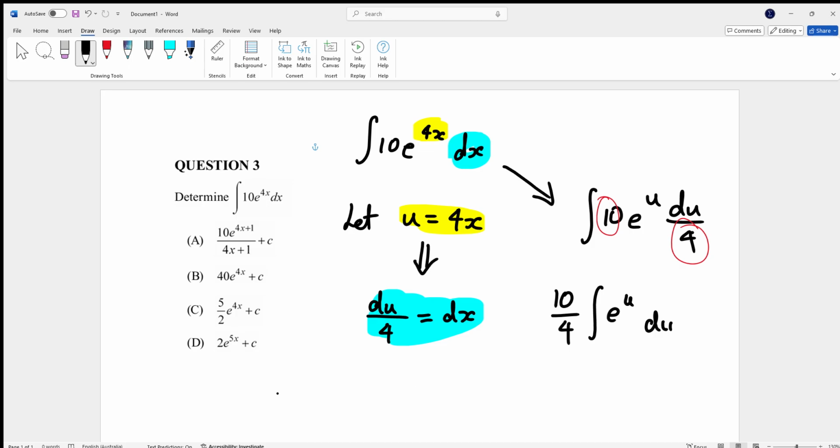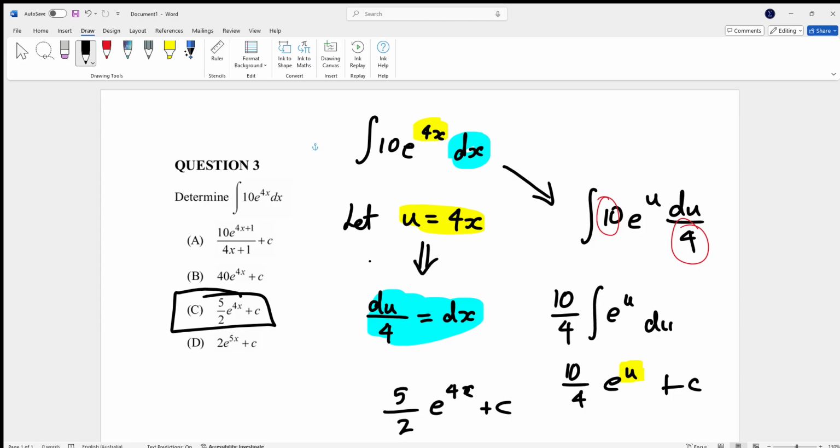So here, if I'm integrating e to the x dx, that would just be e to the x plus c. This is the same thing except it's u. So I've got 10 over 4 e to the u plus c. Then I can just put the 4x back into it. So here you would just chuck this back in and you would get the exact same answer as us. So 10 over 4 e to the 4x plus c, and we know 10 over 4 turns into 5 over 2. And you get the same answer, which is C.